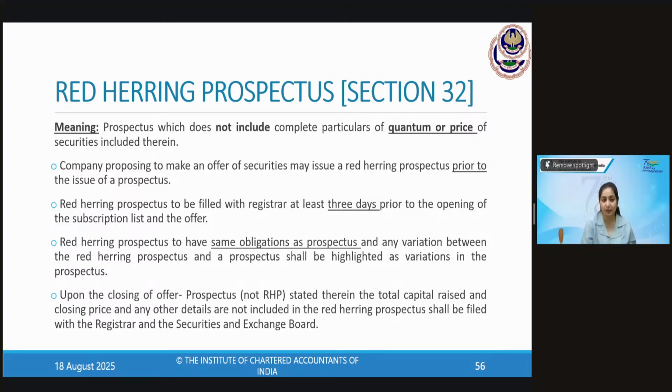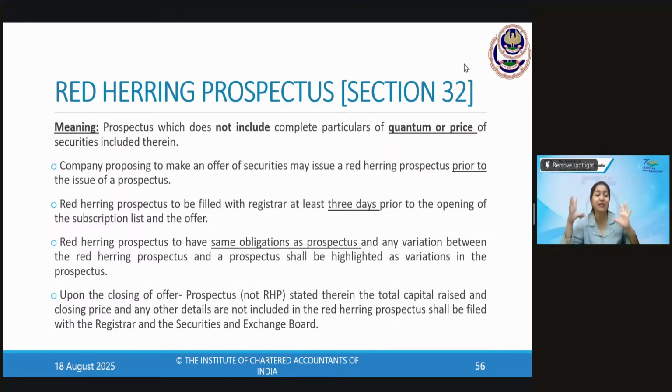Red herring prospectus. So what is a red herring prospectus under section 32? A prospectus which does not include the complete details. Now here you're just trying to create a hype in the market that look, I am coming up with an IPO, I'm a new company, and I don't know how many shares will be taken up by the public in the market and what will be my share price. So I'm using the book building method.